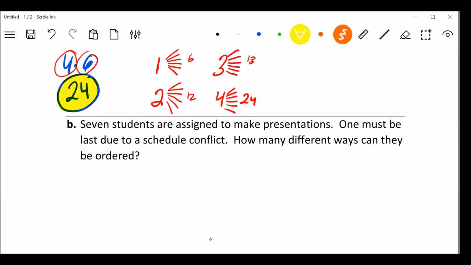7 students are assigned to make presentations. Temporarily ignore this. 1 is not going to be away yet. How many different ways can these 7 people be ordered?